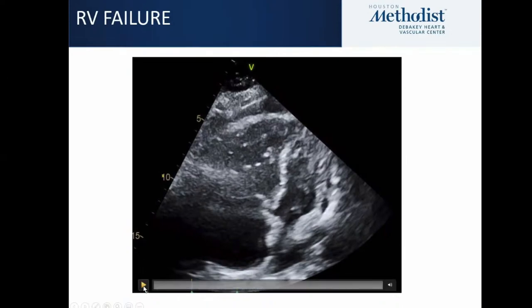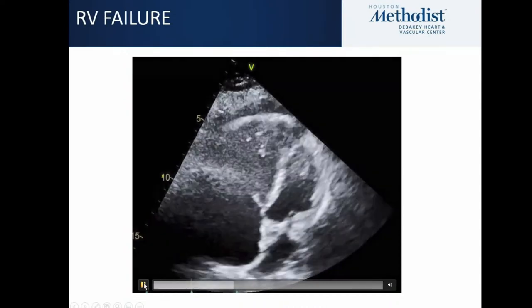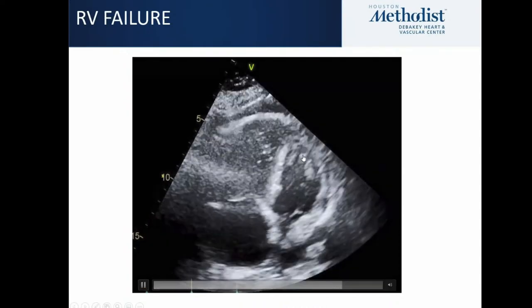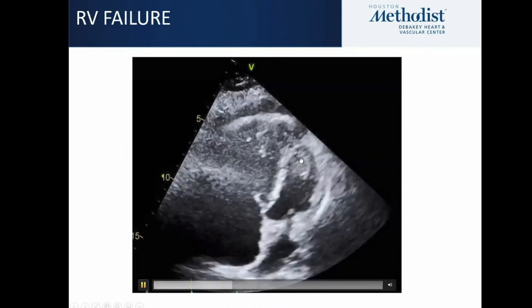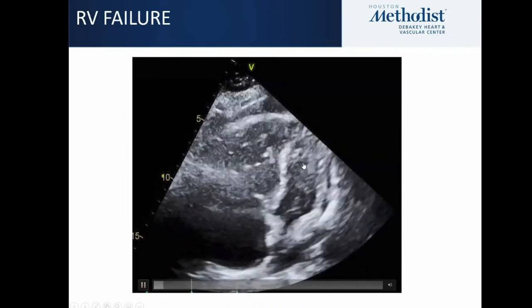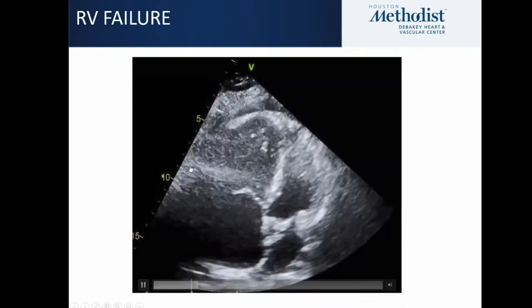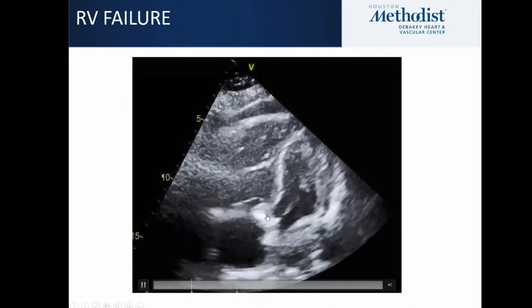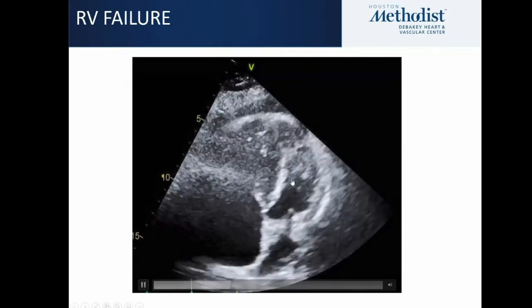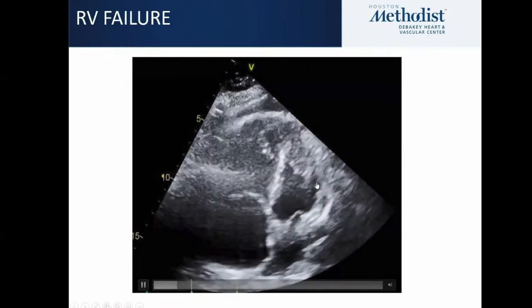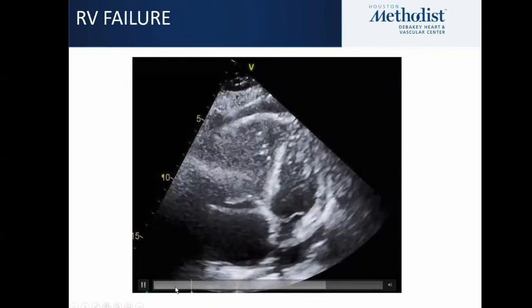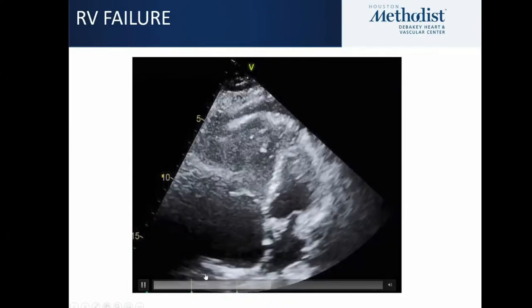As I mentioned earlier, it is the bane of our existence. This is a catastrophic RV failure, where you can see this is right post-operative in somebody who had a HeartMate 3 LVAD, and the LV is completely sucked in, and the right ventricle is humongous with a right atrium that's humongous, and it's completely abutting onto the left ventricle and the left atrium. And this is very profound right ventricular failure.